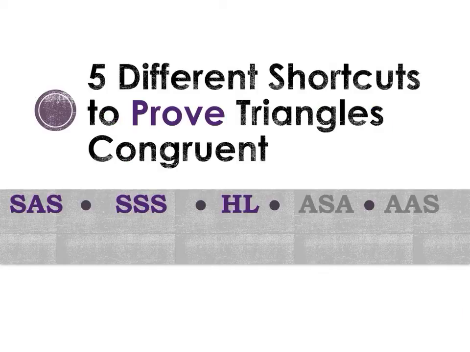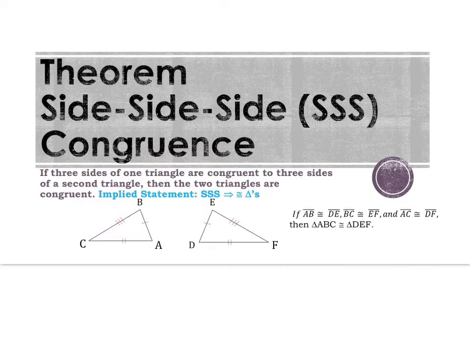All right, of our 5 different shortcuts to prove triangles congruent, so far we've learned about side, angle, side. Today we're going to do side, side, side, and the hypotenuse leg. So the first theorem is the side, side, side congruence theorem. If 3 sides of one triangle are congruent to 3 sides of a second triangle, then the two triangles are congruent. Our implied statement reads, side, side, side implies congruent triangles.